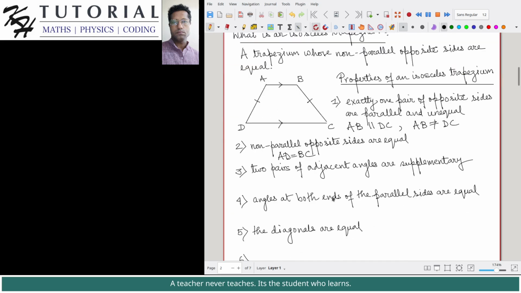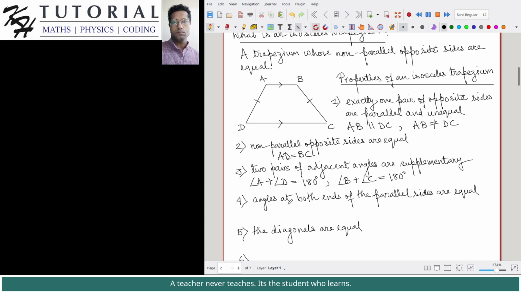Similarly, it will also be true for an isosceles trapezium, since at the end of the day an isosceles trapezium is also a trapezium. So in this figure, angle A plus angle D will be equal to 180 degrees, and angle B plus angle C is equal to 180 degrees. We have assumed that in this trapezium AB is parallel to DC, and the non-parallel sides are AD and BC, and they are equal. Okay, so we have this.